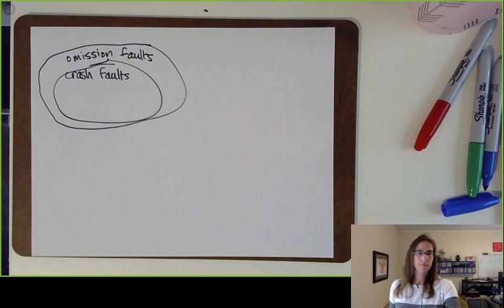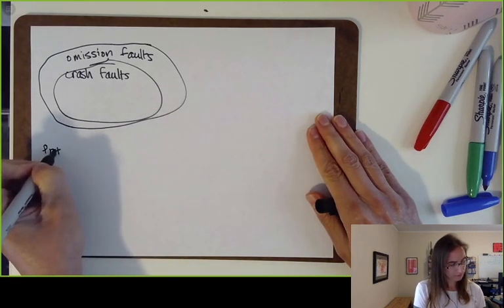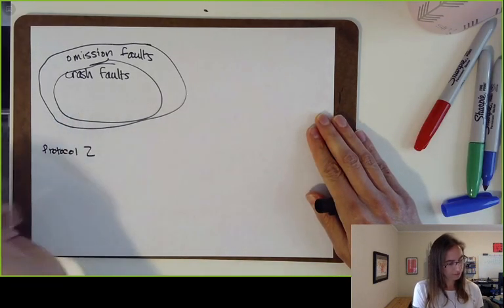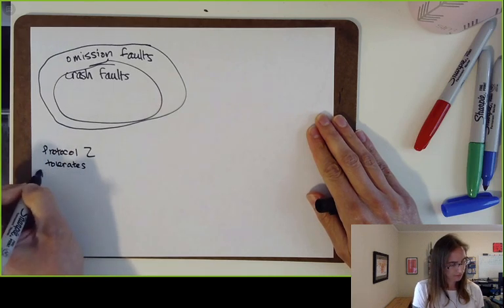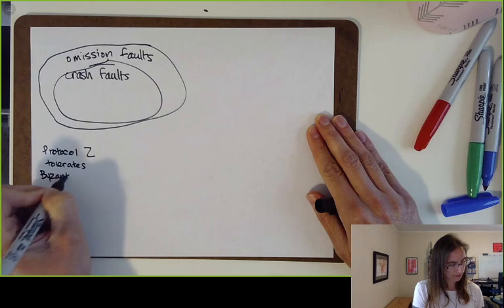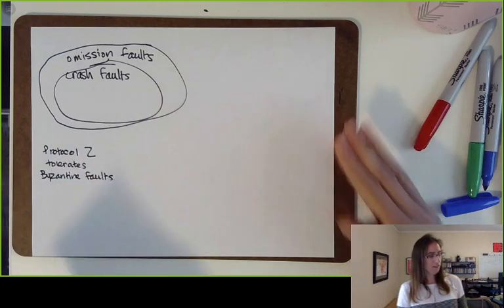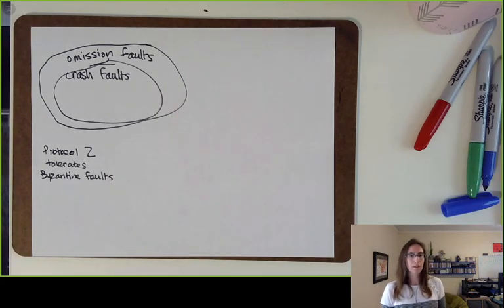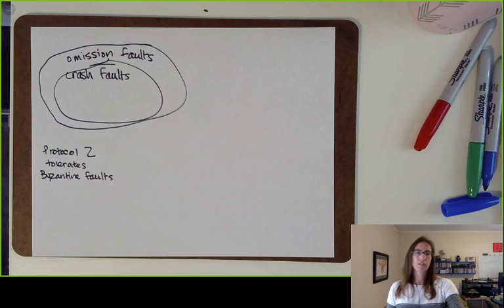So let's say that we have another protocol, protocol Z. And protocol Z implements the same behavior as protocol X and protocol Y, but it also tolerates Byzantine faults. Does protocol Z also have to tolerate omission faults?